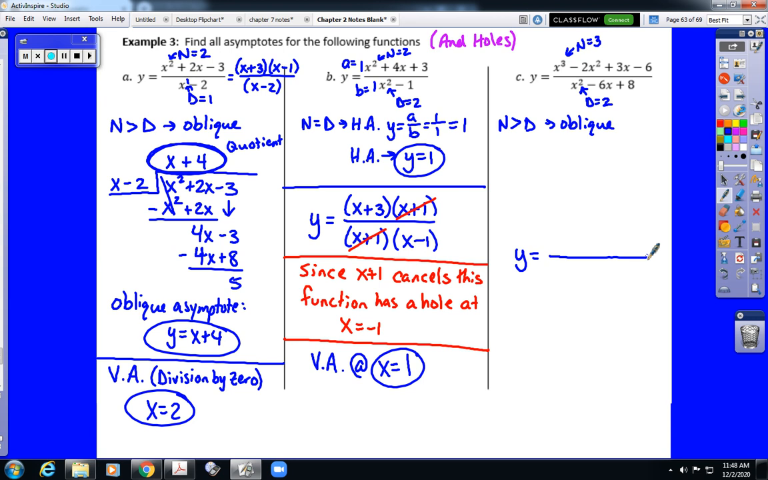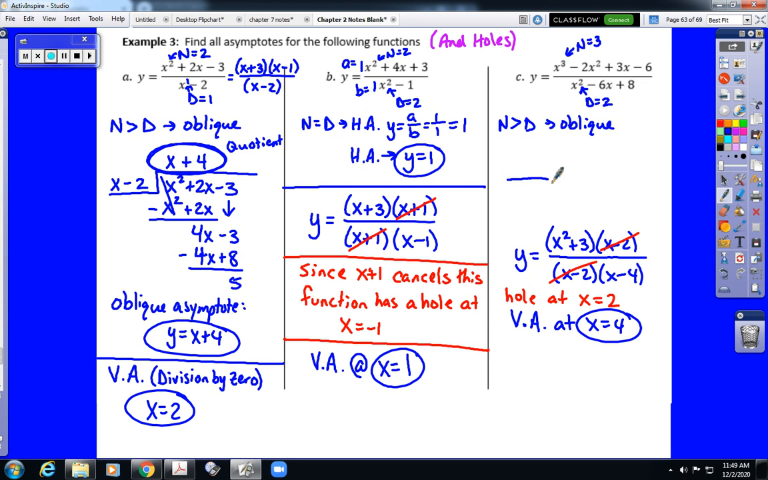The top factors by grouping to give us a factor of x squared plus 3 and a factor of x minus 2. And the denominator gives us factors of x minus 2 and x minus 4. So again, the x minus 2's will cancel, which means we have a hole at x equals 2. And we have a vertical asymptote at x equals 4.